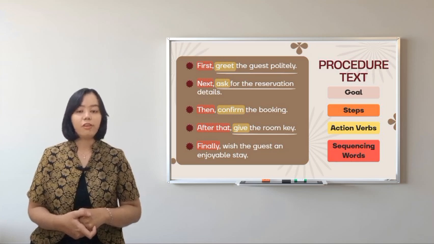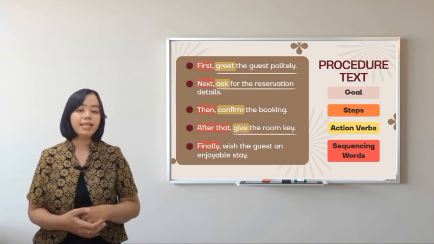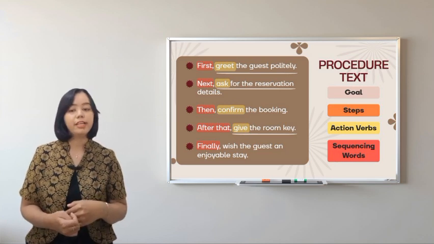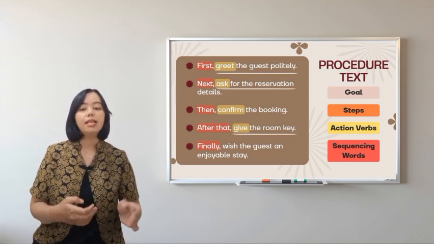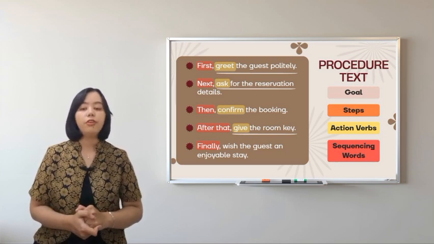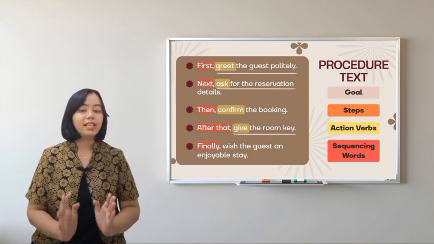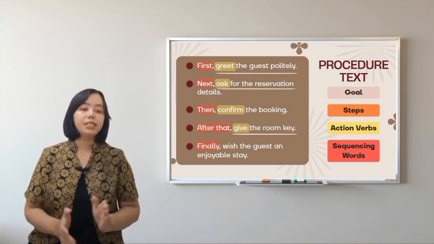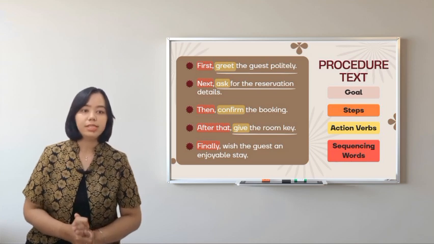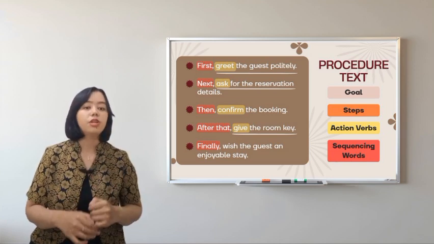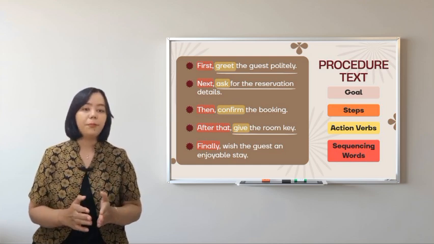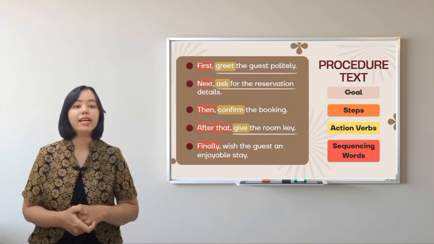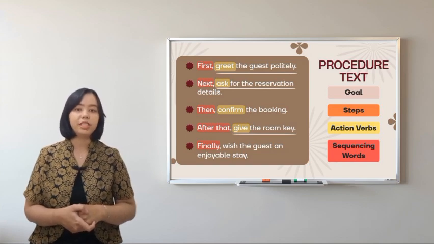There is a high risk of administrative errors. Without asking for and confirming the reservation detail first, the receptionist might give a room key to the wrong guest, assign an incorrect room, or overlook special booking requests. This can lead to double bookings or security issues. In short, procedure text require a specific sequence because each step depends on the previous one. Performing the steps randomly can cause confusion, errors, inefficiency, and a negative impression of the hotel's professionalism.